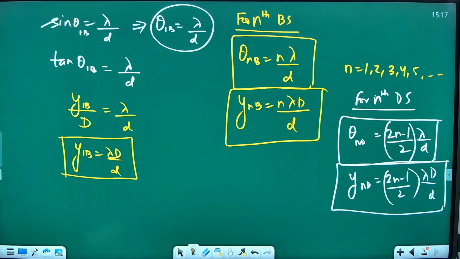Sir, could you repeat the value of lambda? Lambda is 5000 Angstrom. Thanks. Maxima is called a bright spot, and minima is called a dark spot. Whenever you see the word maxima, it means bright spot. Minima means dark spot.